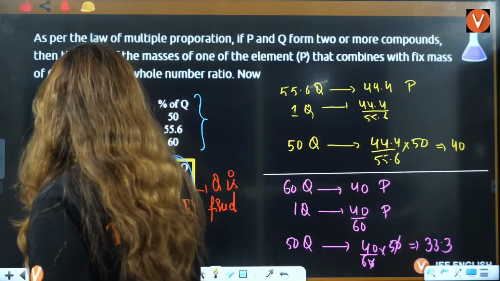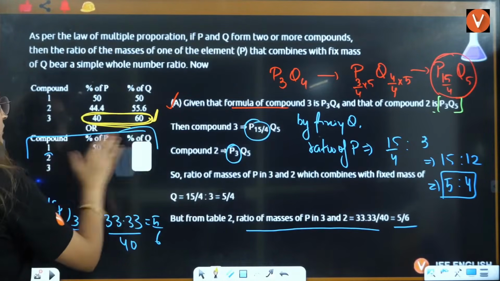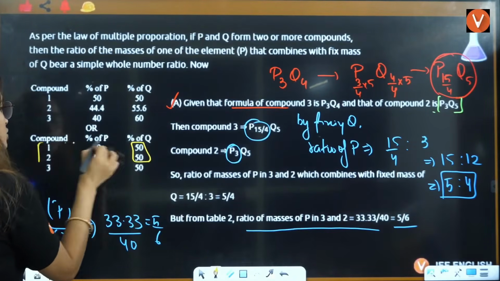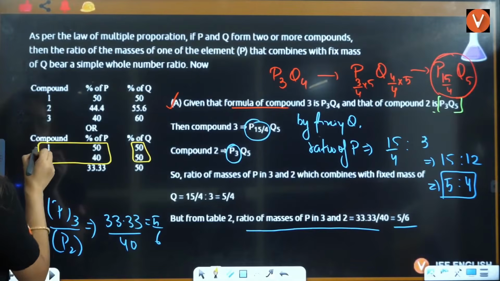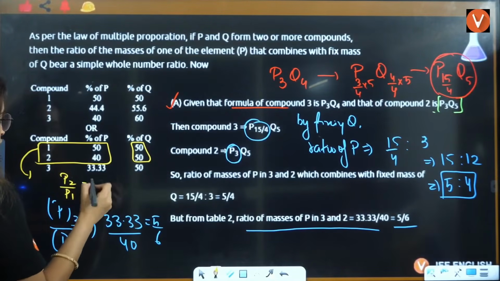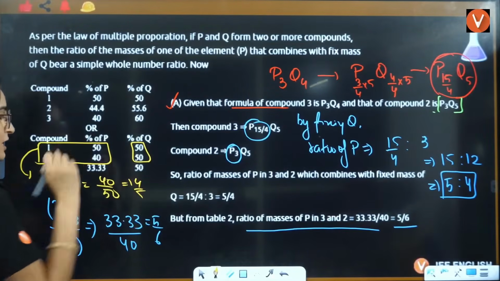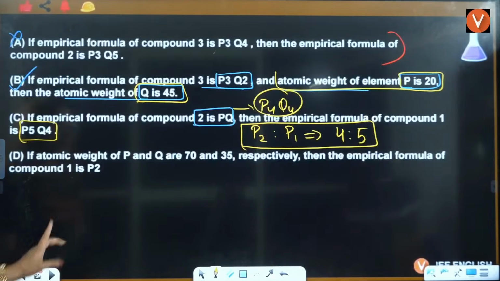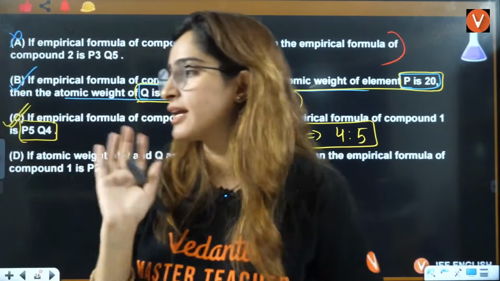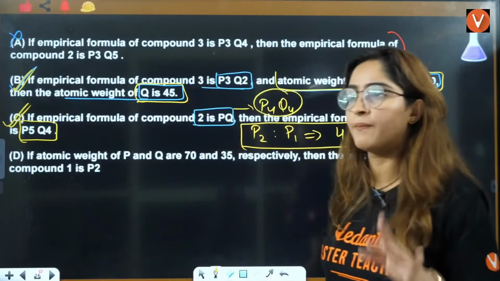So if you see the data here, when you fix Q, the ratio of P2 by P1 is going to be, P2 is 40, this is 50, that is 4/5. That is the same thing as this, 4/5. That means C is also the correct statement here. Now, till now, we have two correct statements, right?